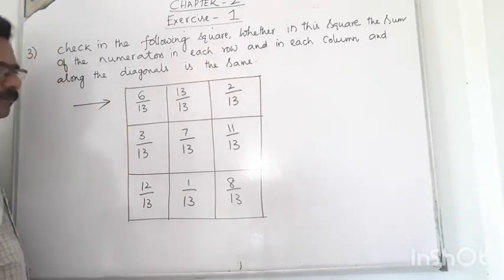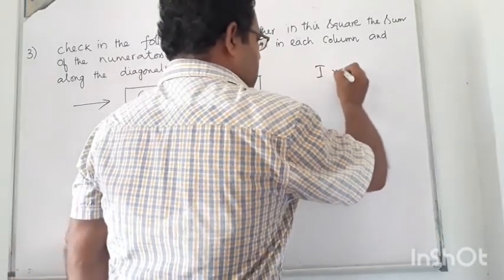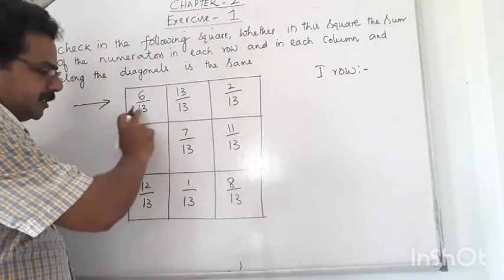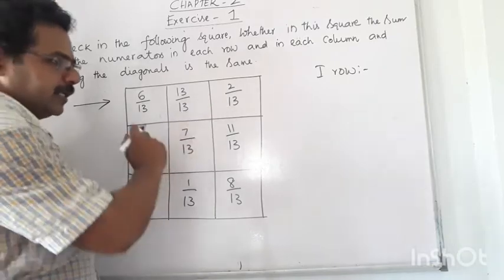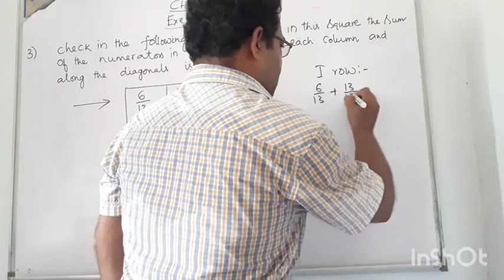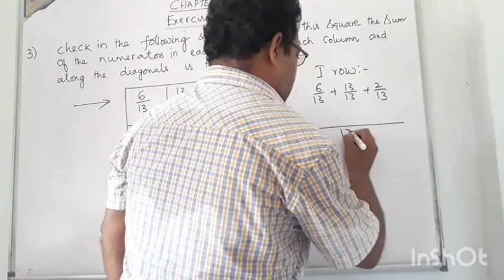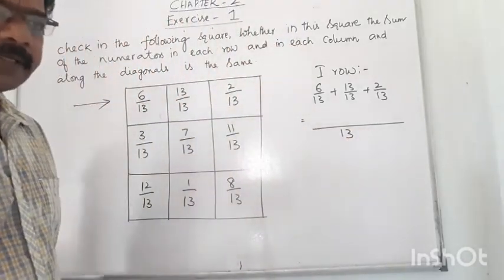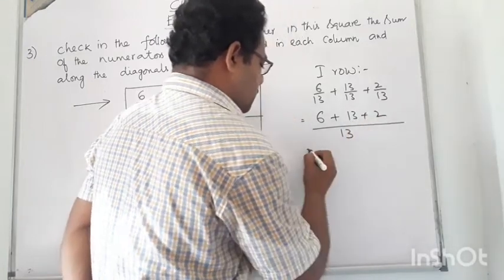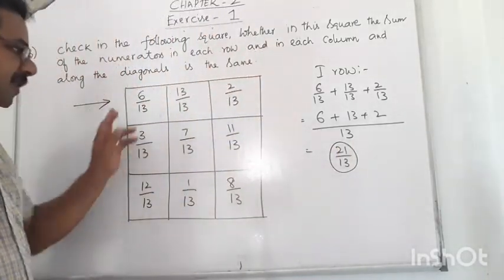So first row. In the solution you can write first row. What is the first row? 6 by 13, 13 by 13, 2 by 13. So all the denominators are equal. You can take common denominator as 13 because these are like fractions. So 6 plus 13 plus 2 is equal to 21 by 13, which is the solution for the first row.